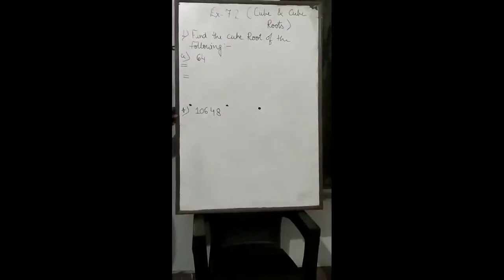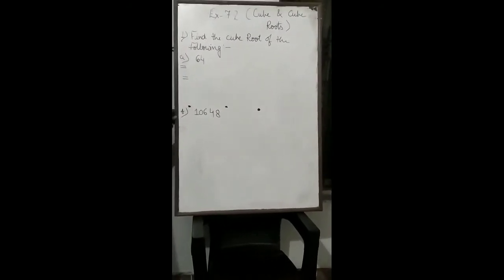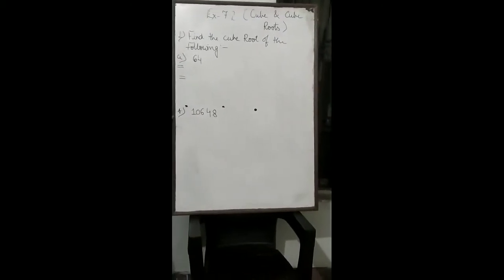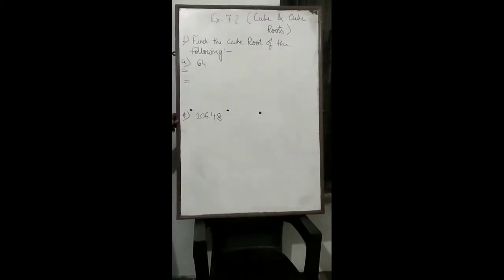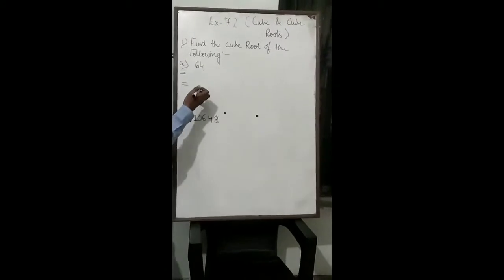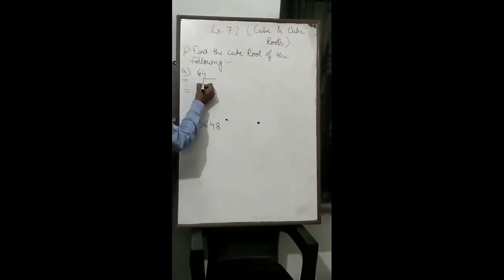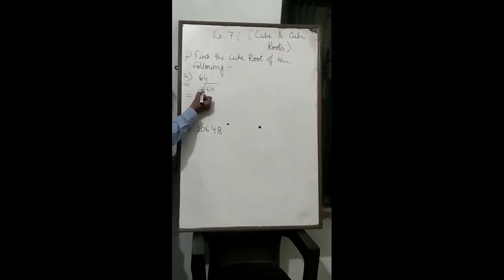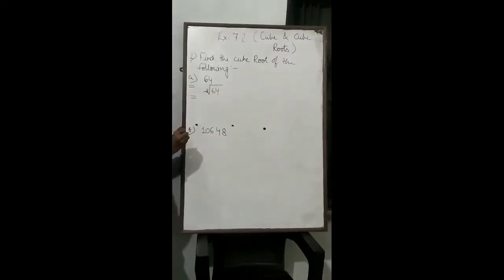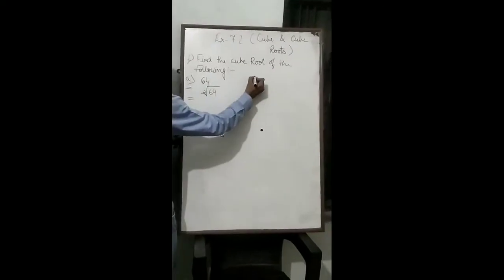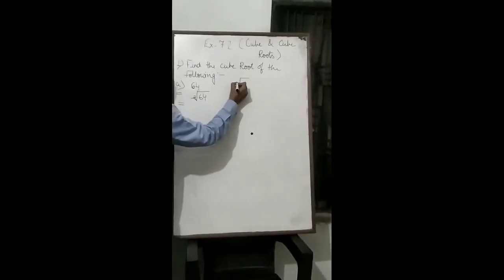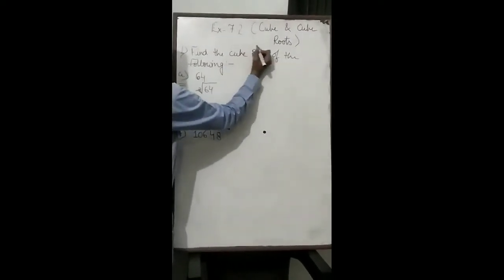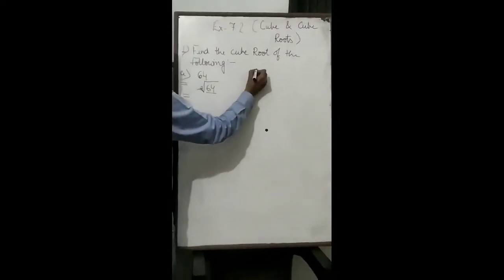Okay, students. Now all the students, let's see the next exercise, that is exercise number 7.2 of this chapter. Let's see question number 1. In this question you have to find the cube roots of the following. Students, let's see the A part. Firstly, we will use the symbol of the cube root. The square root symbol is this, and when we put 3 here, that means this will be the symbol of the cube root.